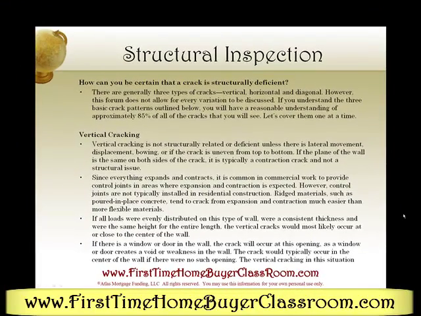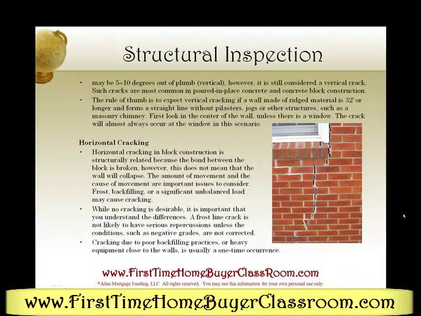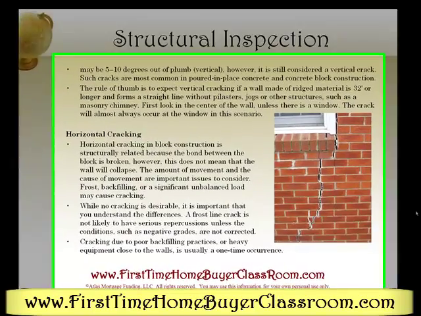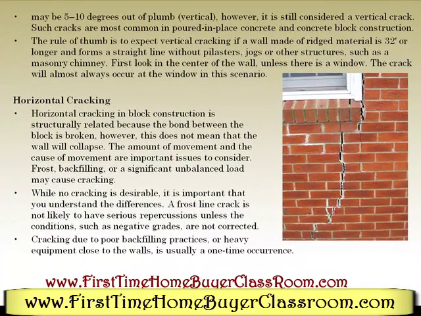The vertical cracking in this situation may be 10 to 15 degrees out of plumb vertical. However, it is still considered a vertical crack. Such cracks are most common in poured-in-place concrete or concrete block construction. The rule of thumb is to expect vertical cracking if a wall made of rigid material is 32 feet or longer and forms a straight line without pilasters, joints, or other structures such as a masonry chimney. First, look at the center of the wall. Unless there is a window, the crack will almost always occur there in this scenario.